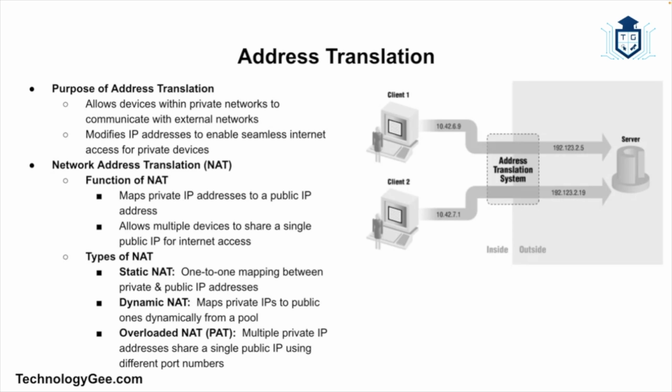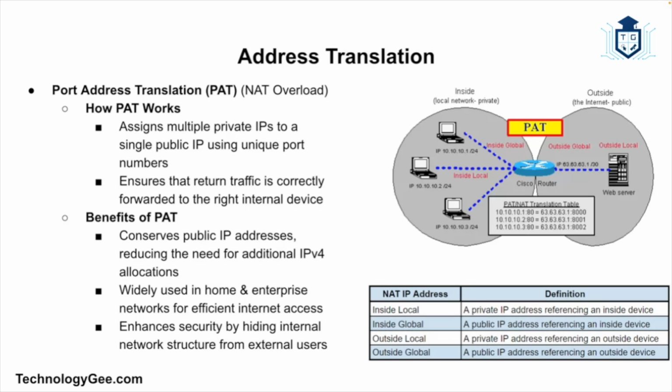And this is when multiple private IP addresses share a single public IP using different ports. And speaking of port address translation, so PAT, once again, this is also known as NAT overload. This assigns multiple private IP addresses to a single public IP using different ports. And this method conserves public IP addresses and is widely used in home and enterprise networks.